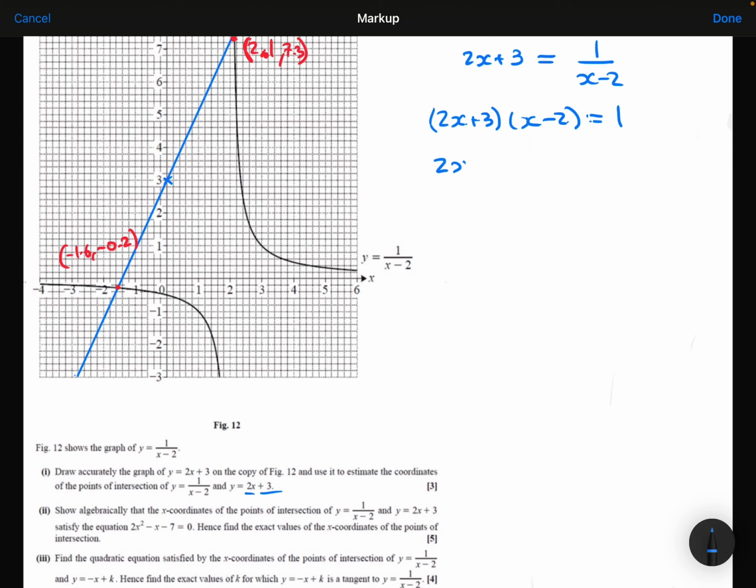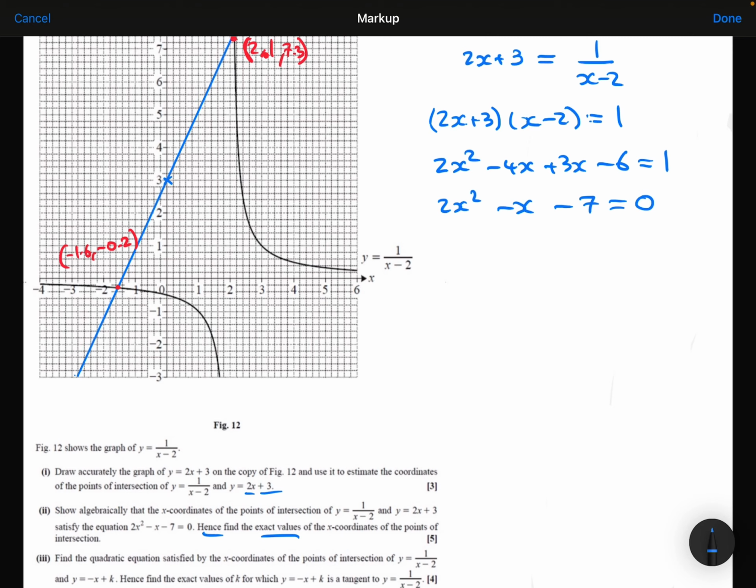Expand the brackets. Collect up the like terms. And that's what we needed to show. Hence, I need to find the exact values of the x coordinates of the points of intersection. So I need to solve this equation now.